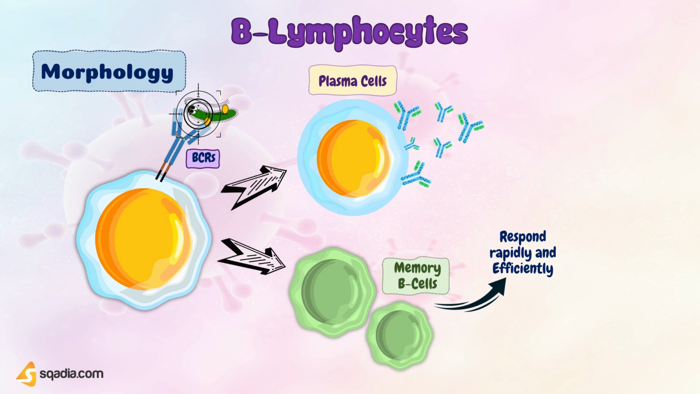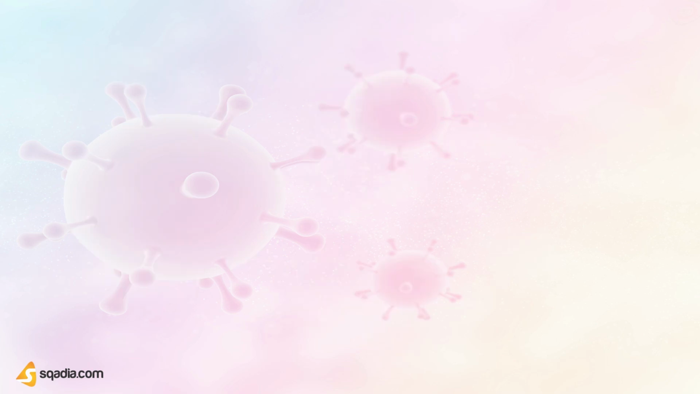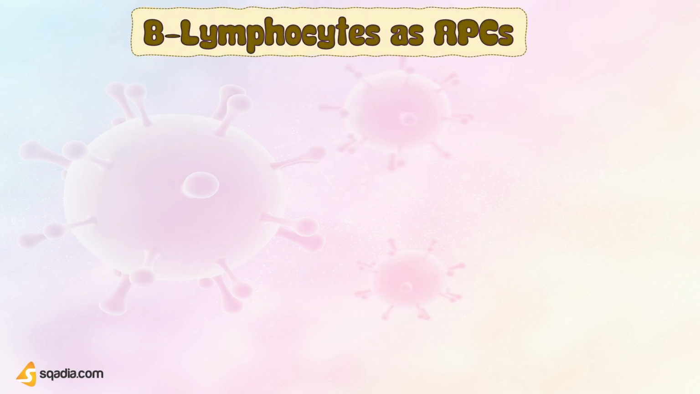So, we can say, the primary function of B lymphocytes is to recognize foreign invaders, such as bacteria, viruses, and other pathogens, and produce specific antibodies against them. And for the first purpose, they need to act as APCs. So, let's have a look at how these B cells play a role as professional antigen-presenting cells.